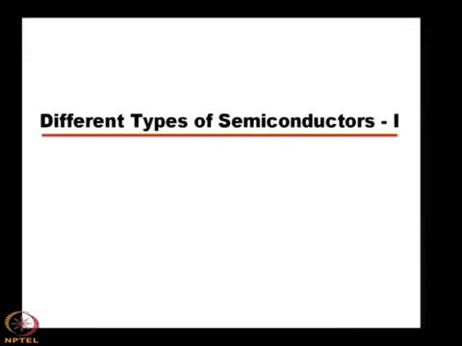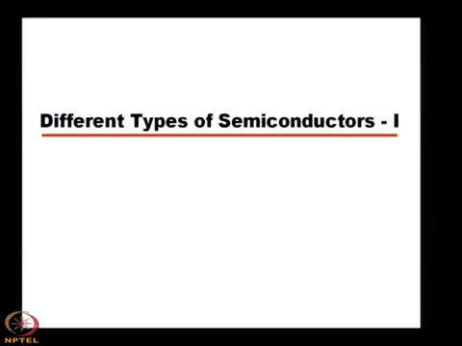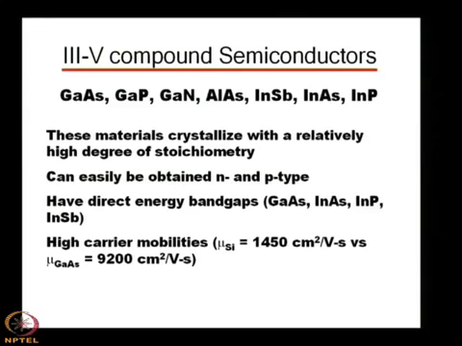Earlier we have used different kinds of semiconductors, but particularly we have mentioned silicon because of its various properties for the IC fabrication technology. Now, we shall discuss different types of semiconductors, and in the first phase of this lecture I shall come across the 3-5 compound semiconductors.